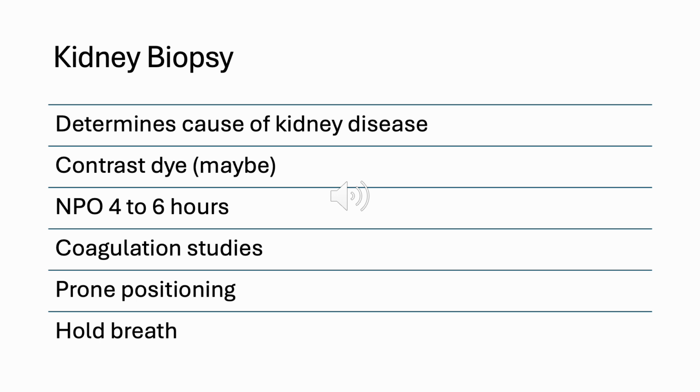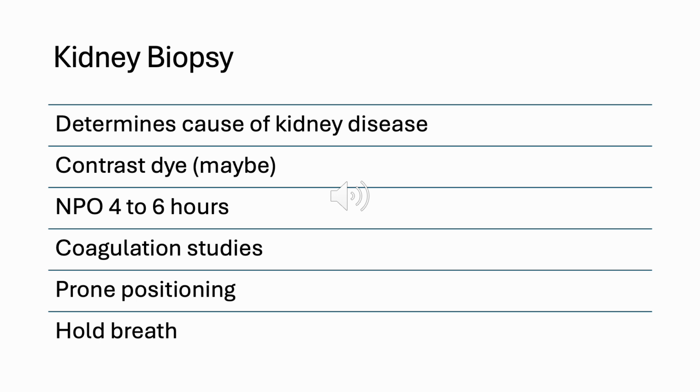All right, we're going to talk about some tests now. Now, kidney biopsy is the most definitive way to figure out what's going on with the kidney, and it determines the cause of kidney disease. Like, say you had a patient that had an AKI or glomerulonephritis, and they don't know what's going on. They can do a kidney biopsy to determine what's going on with the kidney. Maybe they'll use contrast dye. I'm going to talk about contrast dye a little bit later, and you probably already know that that's damaging to the kidneys. Your patient needs to be NPO 4 to 6 hours before the procedure.